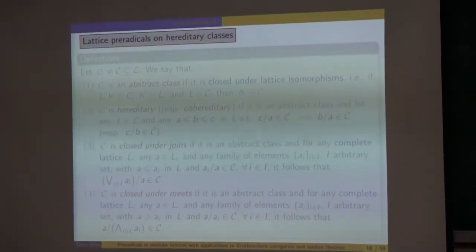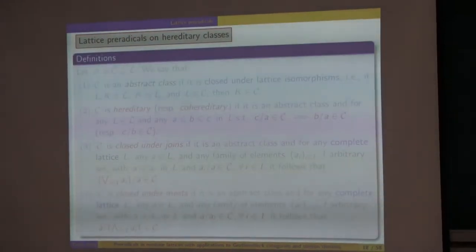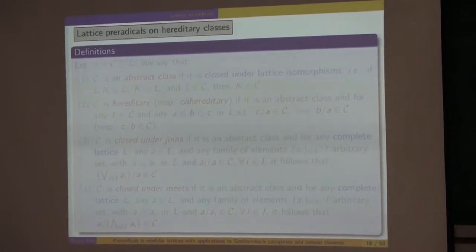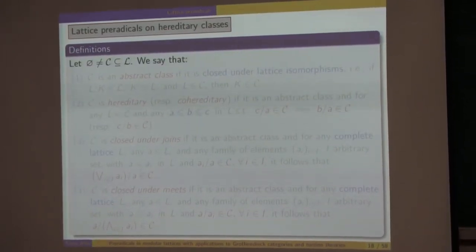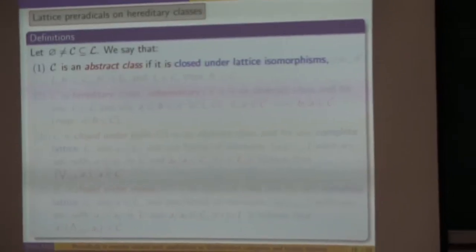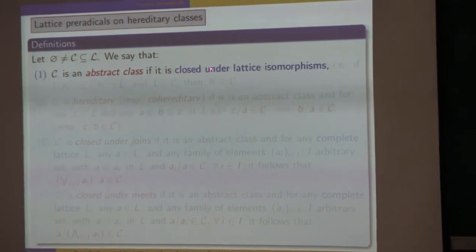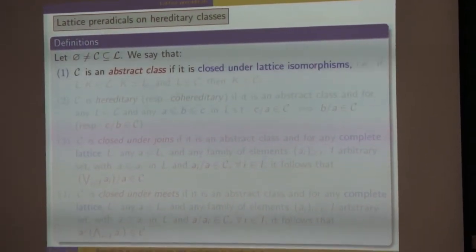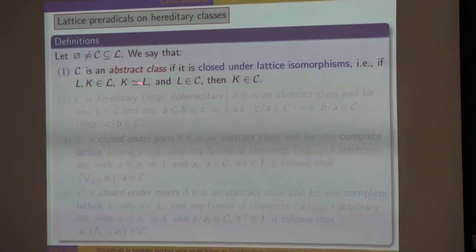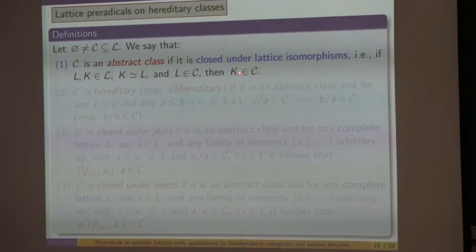Okay, now I am going to define lattice predicates on hereditary classes of lattices. For that, we need a bunch of definitions. We have a non-empty class of lattices. We say that C is an abstract class if it is closed under lattice isomorphisms. This means that whenever you have two isomorphic lattices, if one of them is in C, then the other one is also in C.